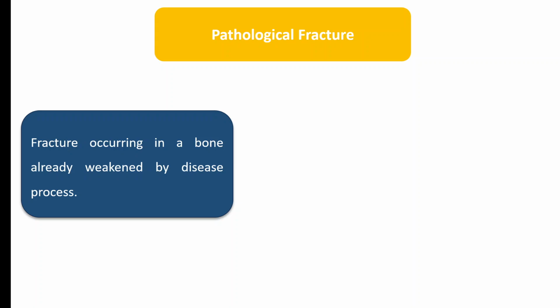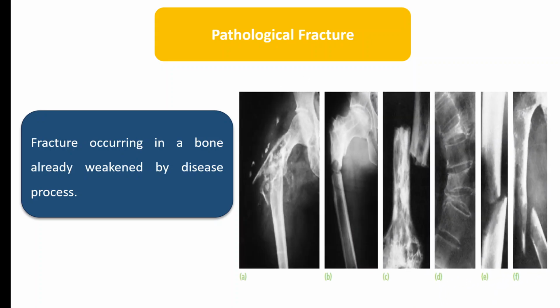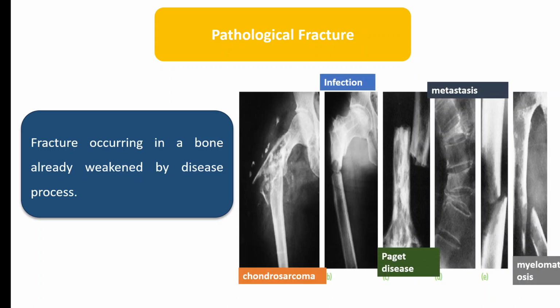Now, another etiology of the fracture is the pathological fracture. So whenever the fracture occurs in a bone already weakened by a disease process, then we call it a pathological fracture. Now in this picture we can see different bones which have been weakened by different disease processes, and there is a fracture. So all these are pathological fractures because the fracture is occurring in a bone already weakened by a disease process. The disease process can be a tumor, it could be an infection, it could be another metabolic disease.